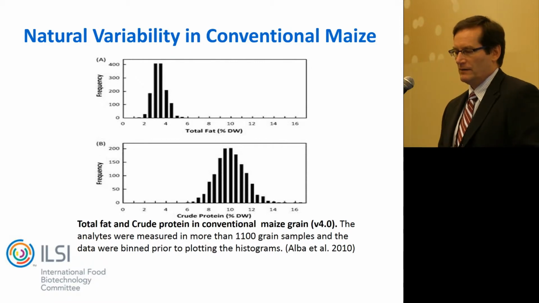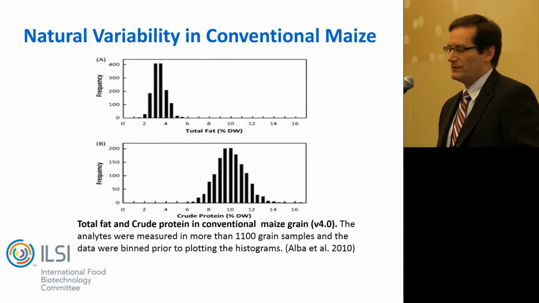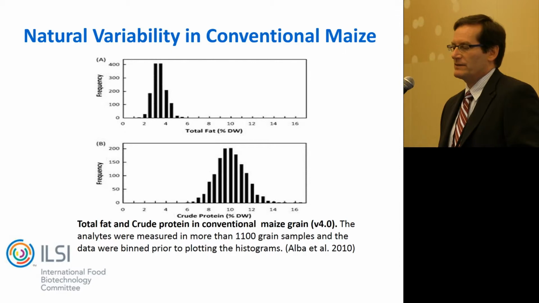So Alba et al. pulled data from the ILSI database, and the nice thing about this is they binned the data and came up with histograms that show what the expected variability would be. So if you look at total fat, you would expect less variability in fat compared to something like crude protein. You see a wider variability within that particular crop. So that when we're assessing the safety of the crops, we're a little more tolerant of changes in crude protein compared to total fat. So the chances that we have extreme levels in crude protein are actually natural for the crop.